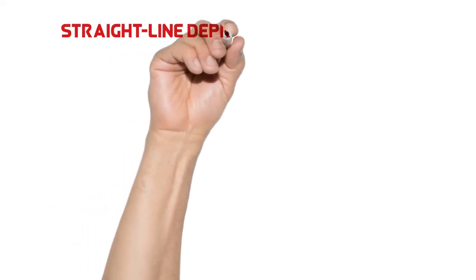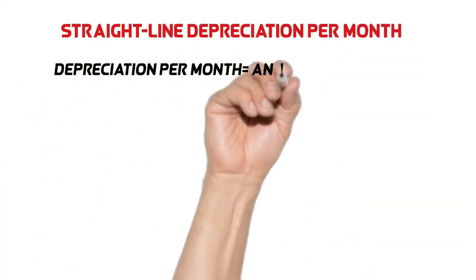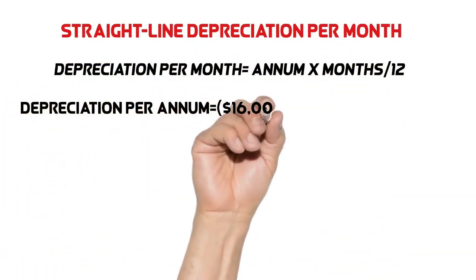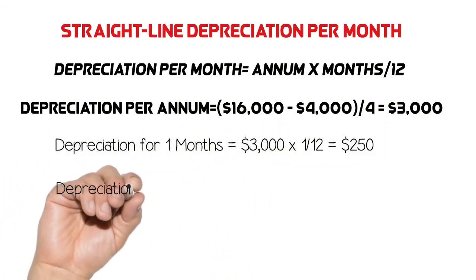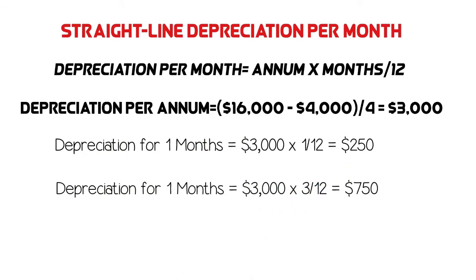If we need to calculate depreciation per month, it is very simple. We just divide the per year depreciation by 12. In our example, depreciation for the year is $3,000. If we divide $3,000 by 12, we get $250 per month depreciation. If we need depreciation for 3 months only, then we just multiply the per month depreciation by 3. We will get $750 depreciation.